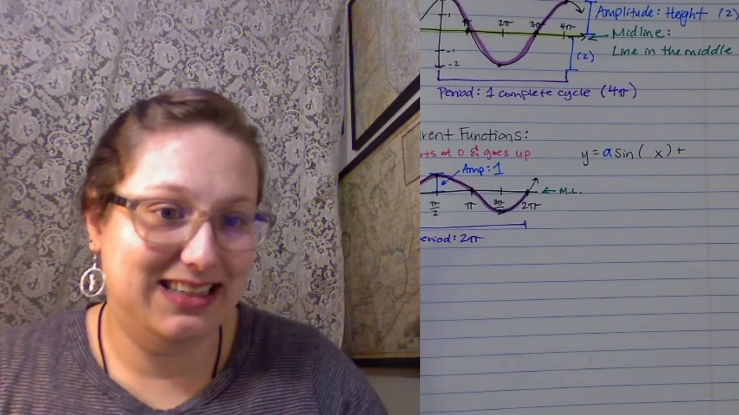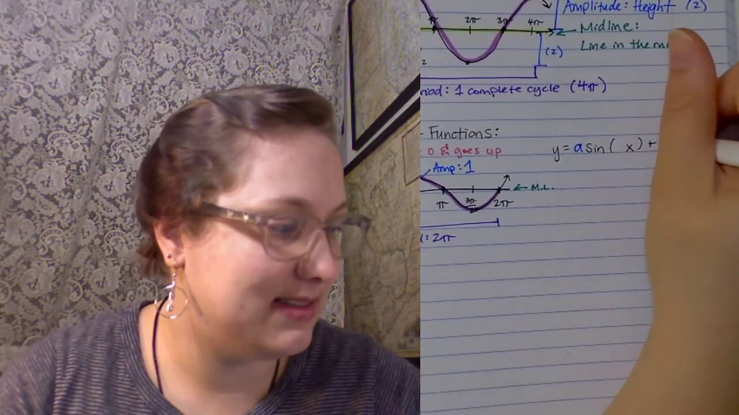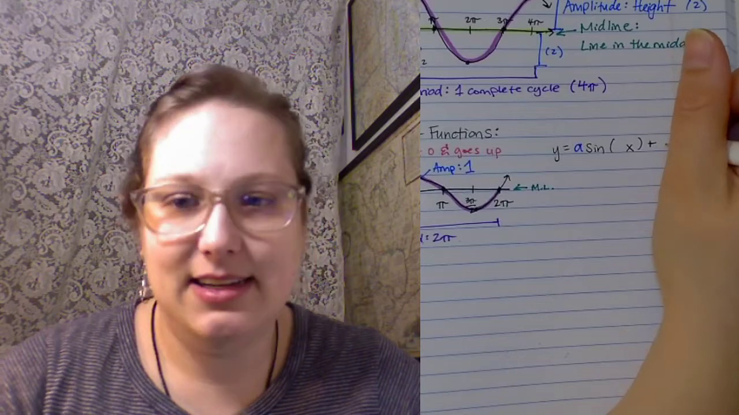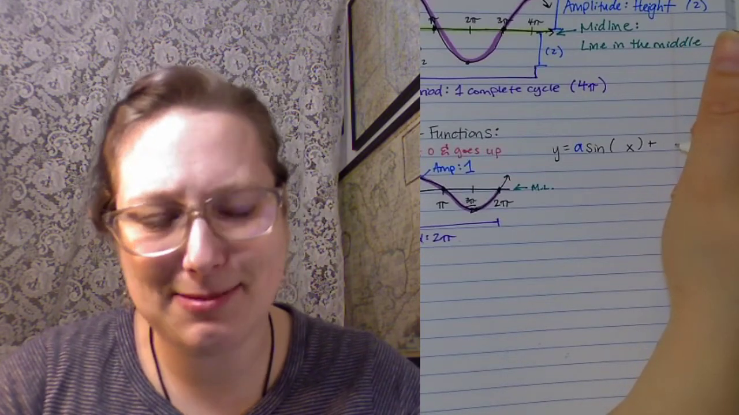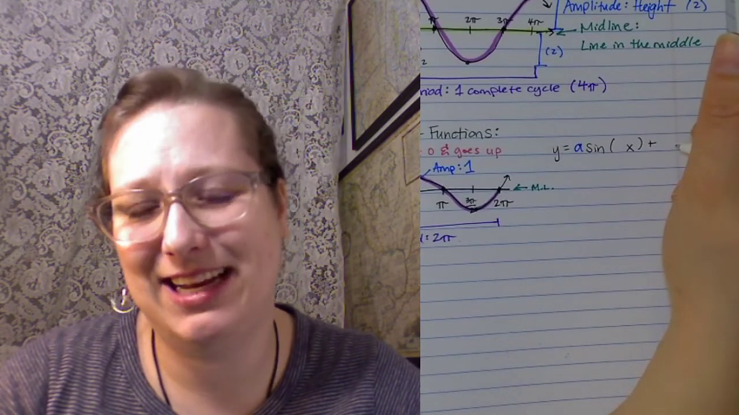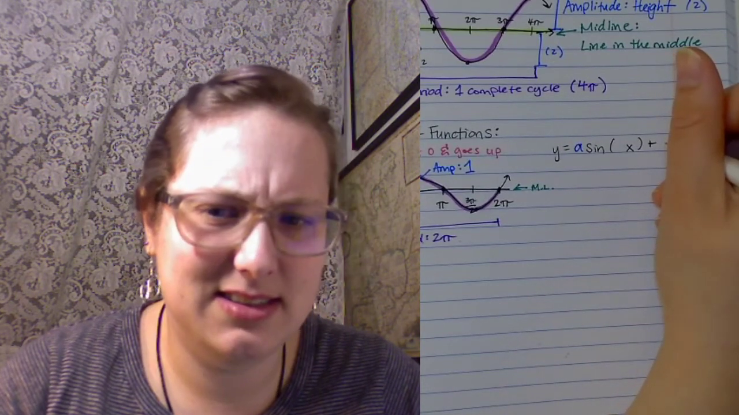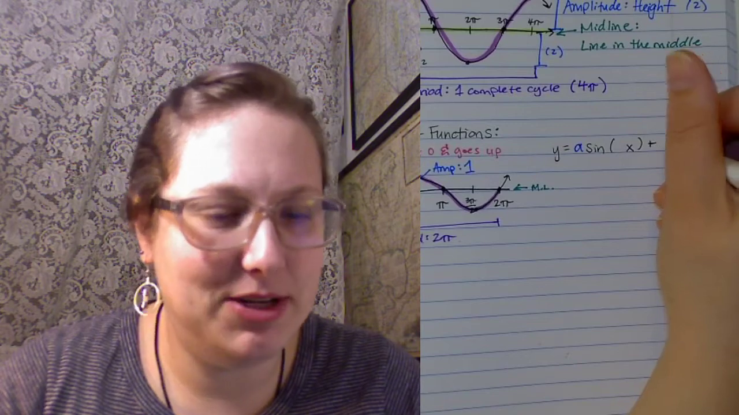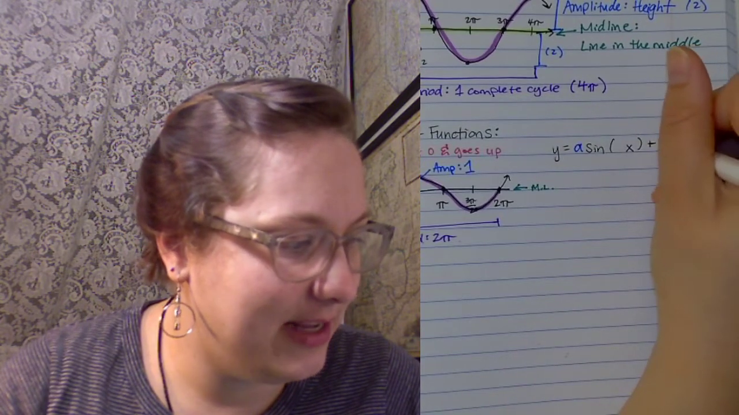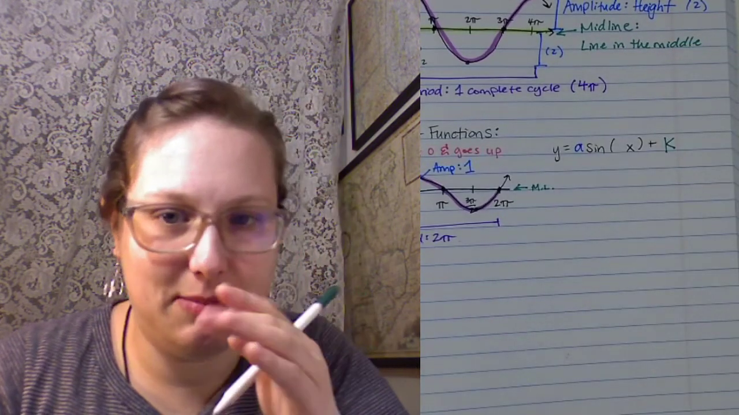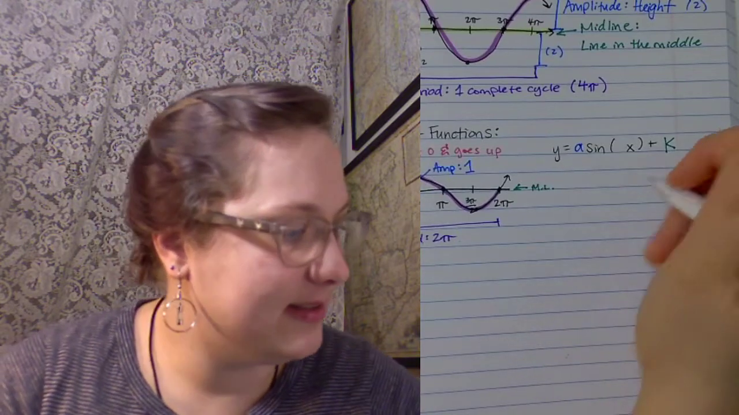Our midline comes from the plus. Sometimes we use M, sometimes we use C, sometimes we like the H and K. I'm going to do a K, because I want to do the HK like normal, shift up and down, right? This is the midline.